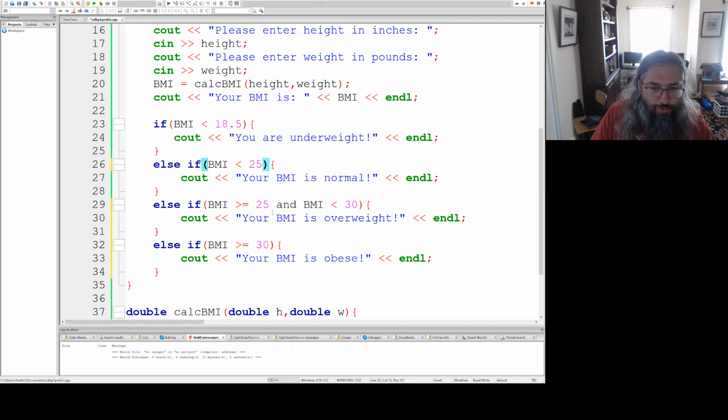This is a cool thing about using our logic: we don't have to ask nearly as many questions if we're clever about how we use these else if statements. And look at this last one. I just asked if it's less than 30. Well, obviously it must be 30 or greater, so I don't even need to ask the question there. I can just say, if you failed this test, you must be obese because you weren't in any of the other categories. This is the only other case.